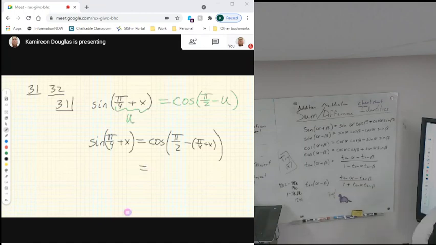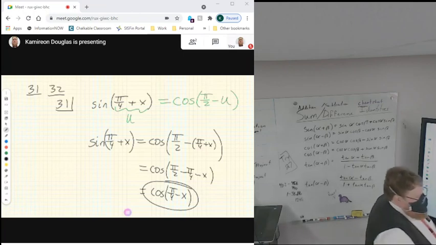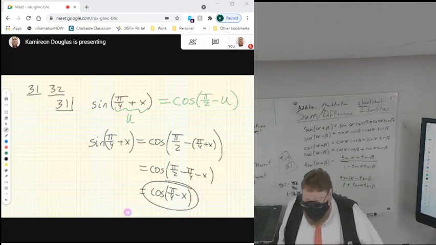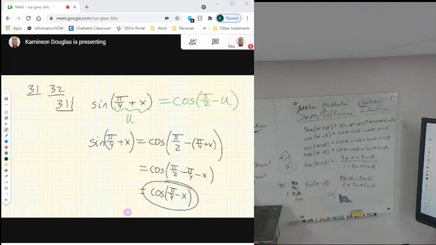So I distribute the negative. This becomes pi over 2 minus pi over 4 minus x, or cosine of pi over 4 minus x. That's what I got. That is a solution. Now the book, you'll notice, gives a different solution. And I believe it was square root 2 over 2 times sine plus cosine, something like that.